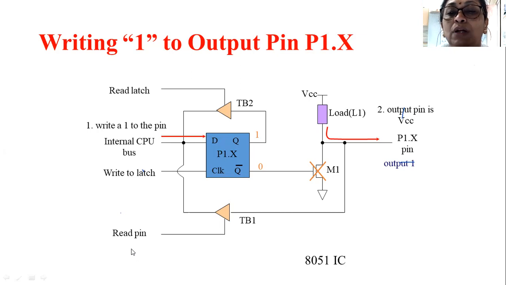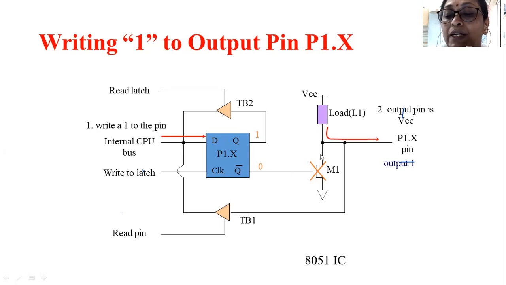How to write 1 to the port pin? To write 1 to the port pin, initially you have to write 1 to the input of the D flip-flop, then apply a clock pulse to the D flip-flop. After applying the clock pulse, the output of the D flip-flop, which is Q, will become 1, and as Q bar is complementary, it will become 0. So logic 0 is applied to the gate of the MOSFET, and therefore the MOSFET becomes off.